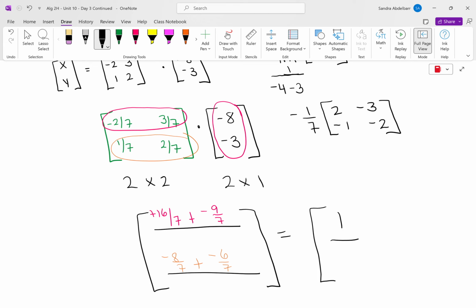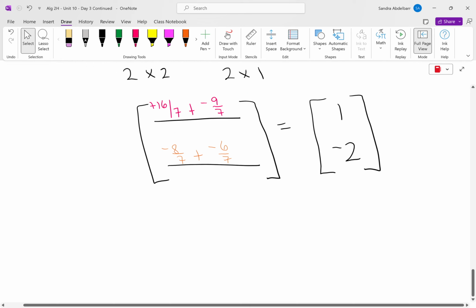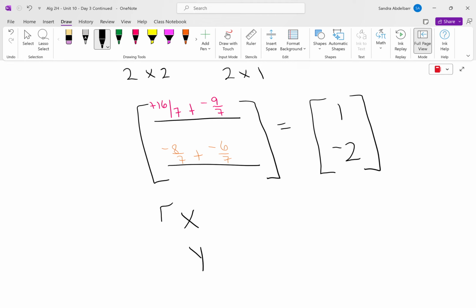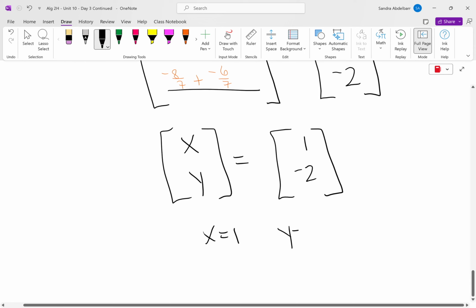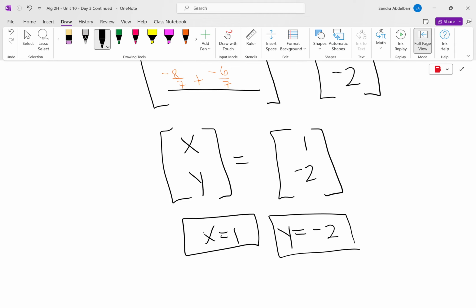16 over 7 plus negative 9 over 7, isn't that 7 over 7, which is 1? And then we're going to have negative 8 over 7 plus negative 6 over 7 is a negative 14 over 7, which is a negative 2. What does this mean? X is equal to what? Remember, it was x, y, now equals this. So x is equal to 1 and y is equal to negative 2.